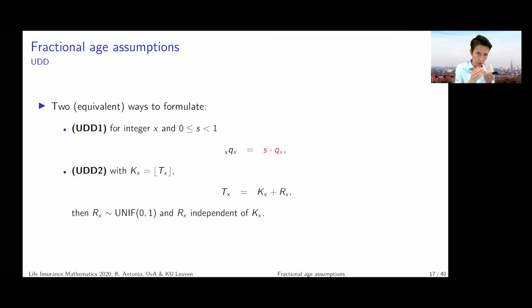So that means if I have the Kx, the whole number of years that my individual survives, and I add something to it, this Rx, then this Rx should be a number between 0 and 1, right? It cannot exceed 1, because otherwise I would have to make the Kx a little bit larger. And it can also not be negative. So let's say that Tx is 16.3, then the Kx is 16, and then the Rx is 0.3, right? That's how you should see it here.